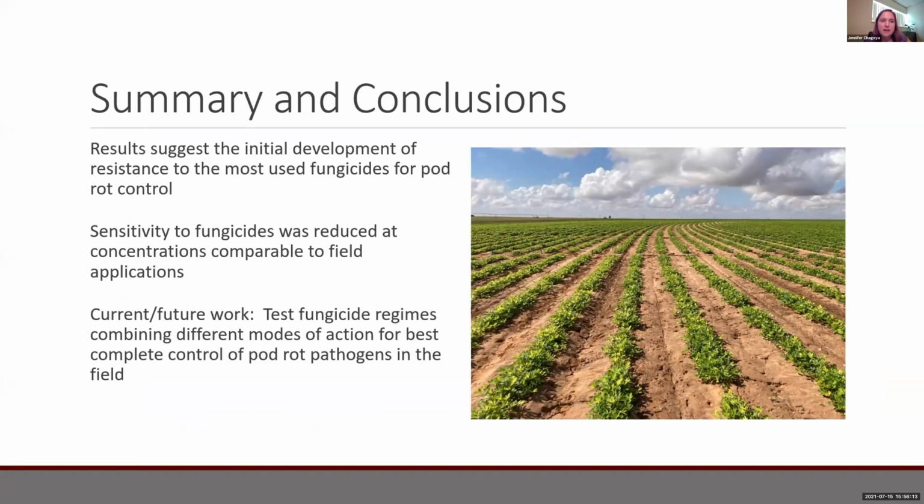So in summary, our results suggest that there is the initial development of resistance to the most used fungicides for pod rot control. Again, this is a very, very limited study, but it corresponds with what growers are seeing and what has previously been reported. So the sensitivity to the fungicides was reduced at concentrations that might be comparable to field applications. Again, it's really hard to extrapolate from the lab to the field. But what we are doing now is taking this information and trying to test different fungicide regimes by combining different modes of action for hopefully the best control of these pod rot pathogens in the field.